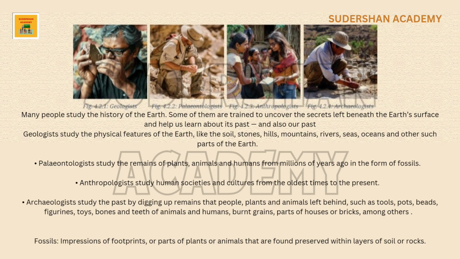Many people study the history of the Earth. Some of them are trained to uncover the secrets left beneath the Earth's surface and help us learn about its past, and also our past. Geologists study the physical features of the Earth, like the soil, stones, hills, mountains, rivers, seas, oceans and other such parts of the Earth. Paleontologists study the remains of plants, animals and humans from millions of years ago in the form of fossils. Anthropologists study human societies and cultures from the oldest times to the present.